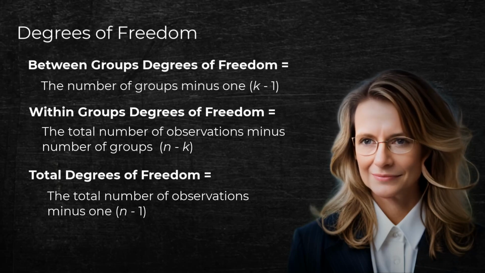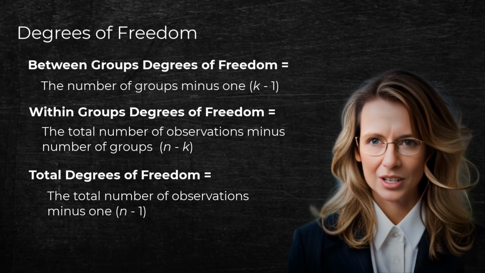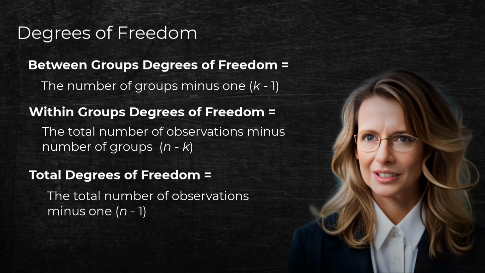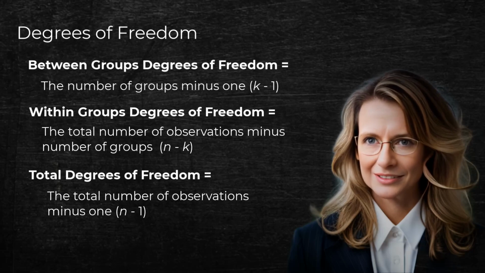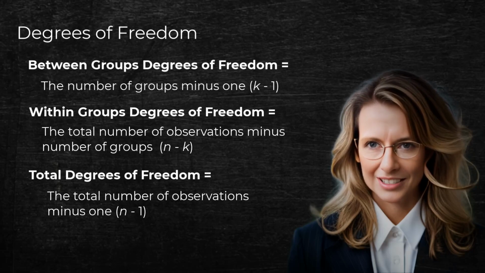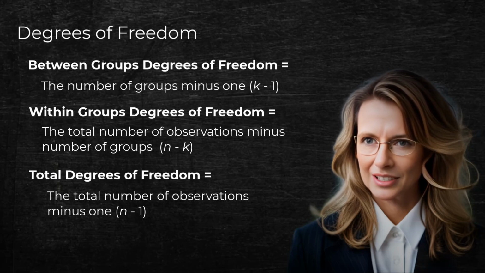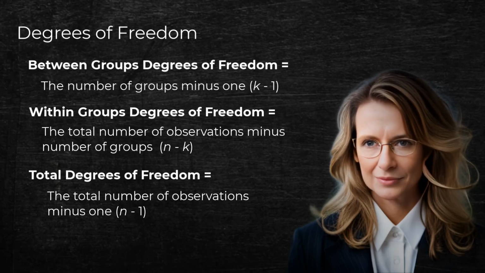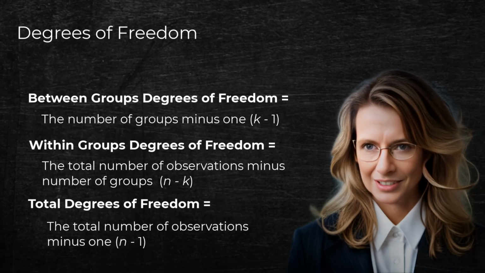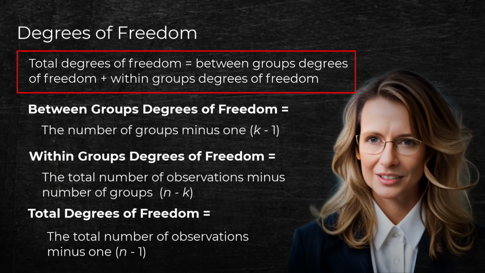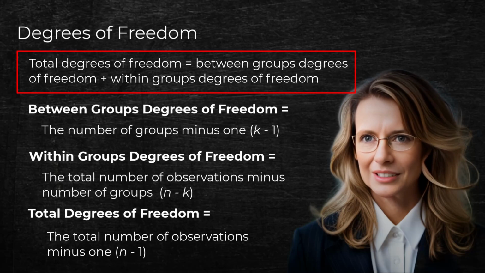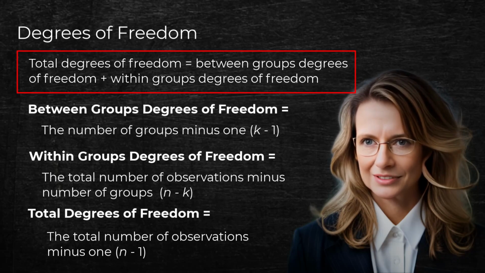Finally, the total degrees of freedom in the study equals the total number of observations minus 1. So if a study had 90 observations, the total degrees of freedom would be 89. Like the sums of squares which are partitioned into between groups and within groups, the degrees of freedom are also partitioned similarly. The total degrees of freedom will always be equal to the between group degrees of freedom plus the within group degrees of freedom.